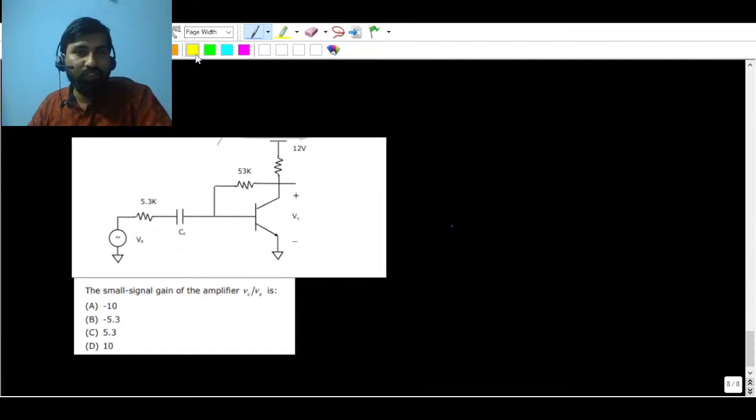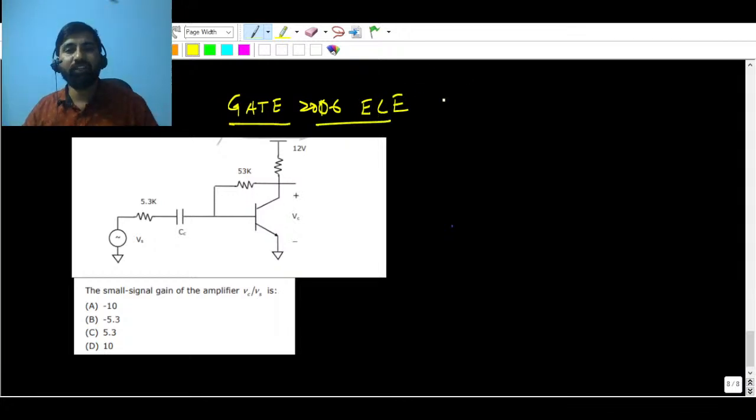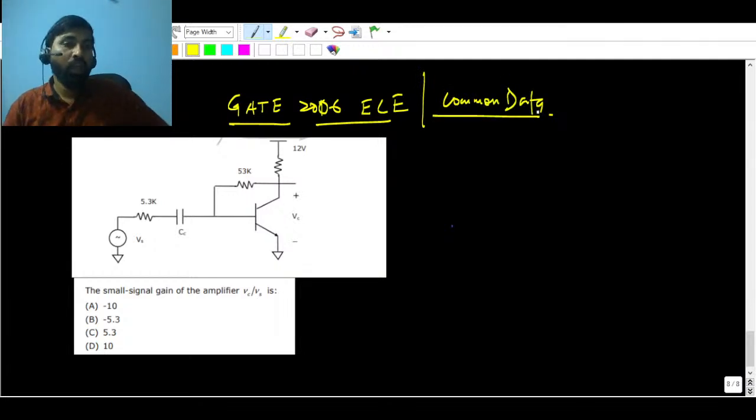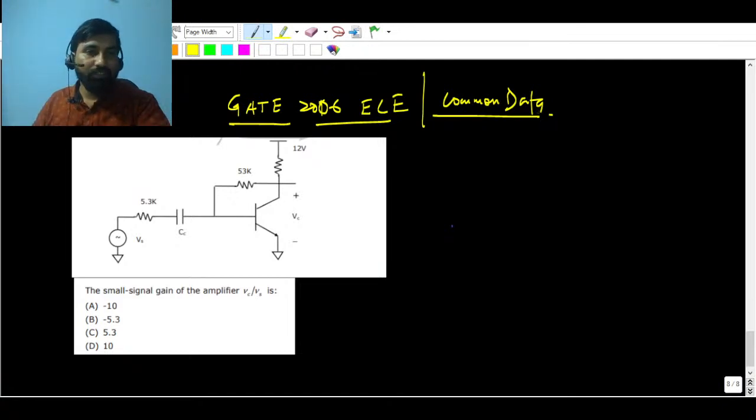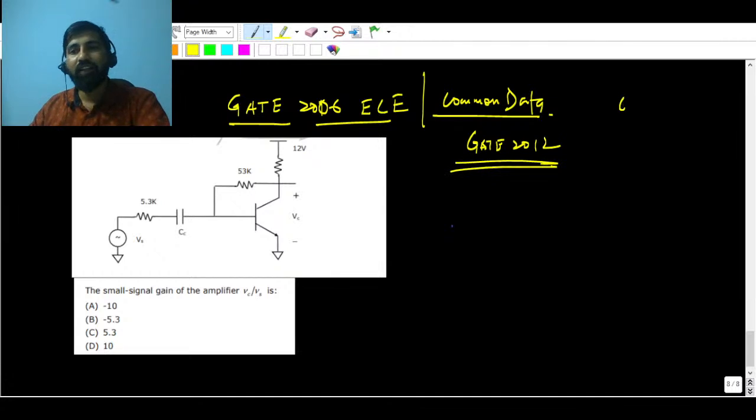This question was asked in GATE 2006 in the ECE paper, and it was from the common data question. Again it is the same question which was asked in the GATE 2012 paper, and that year 67 out of 100 was the topper's marks.